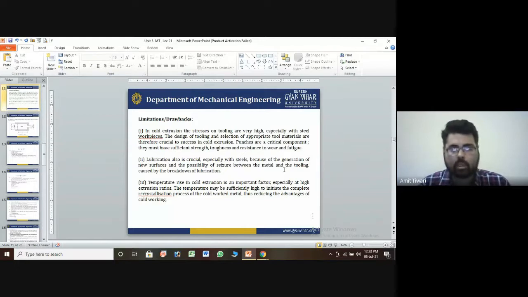The second one is that lubrication is also critical, especially with steel, because of the generation of new surface material and the possibility of seizure between the metal and the tool caused by breakdown of the lubrication. These are the fundamentals we generally use. By applying pressure on the new surface, the pressure between the metal and the tooling increases.